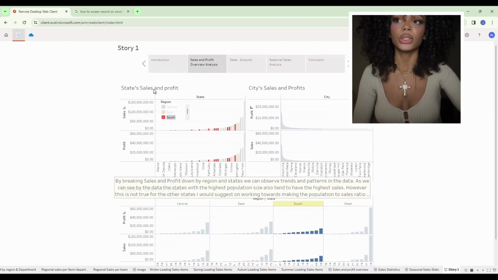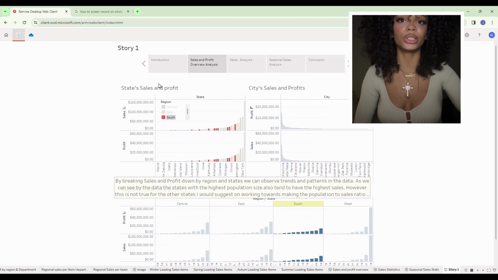By breaking down sales and profit by region and states, we can observe trends and patterns in the data. As we can see by the data, the states with the highest population size also tend to have the highest sales. However, this is not true to other states. I would suggest working towards making the population sales ratio more successful.